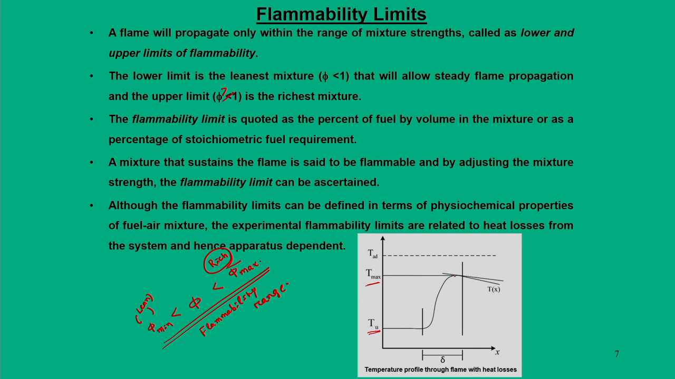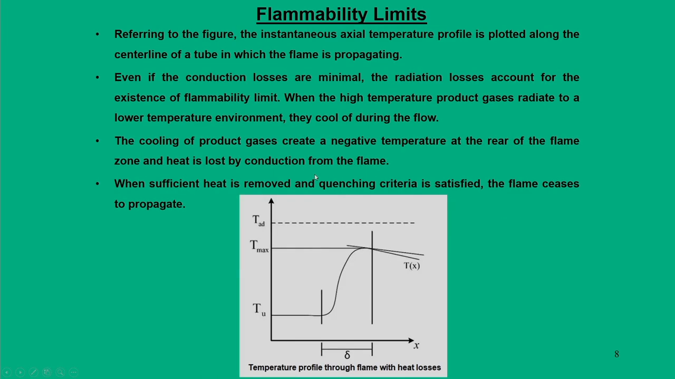Now, after this point, the energy is lost through conduction in the tube, through the thickness of the tube. After that, the temperature starts to go down. And this delta is nothing but the flame thickness. That means, from the unburnt temperature to the maximum temperature, we define this flame thickness delta. After this, we can clearly see there is a drop in temperature. That drop is mainly due to the cooling of the gas, which means heat is lost by conduction from the flame. So, the cooling product gas creates a negative temperature gradient at the rear of the flame zone, which means heat is lost from this flame.